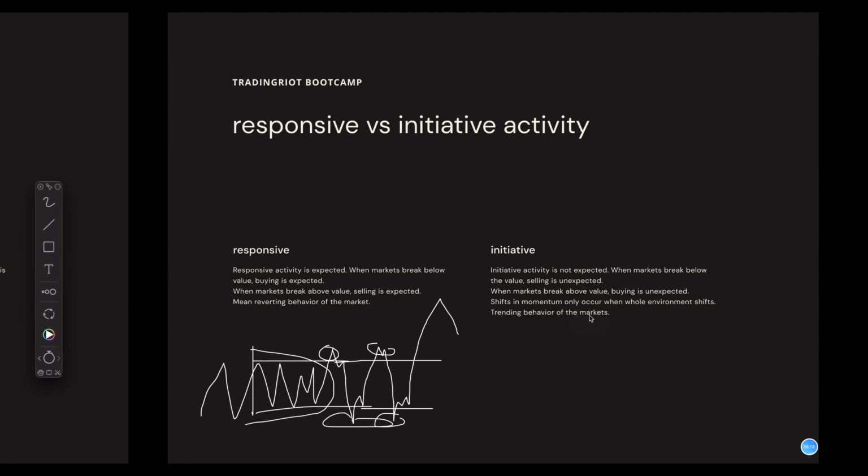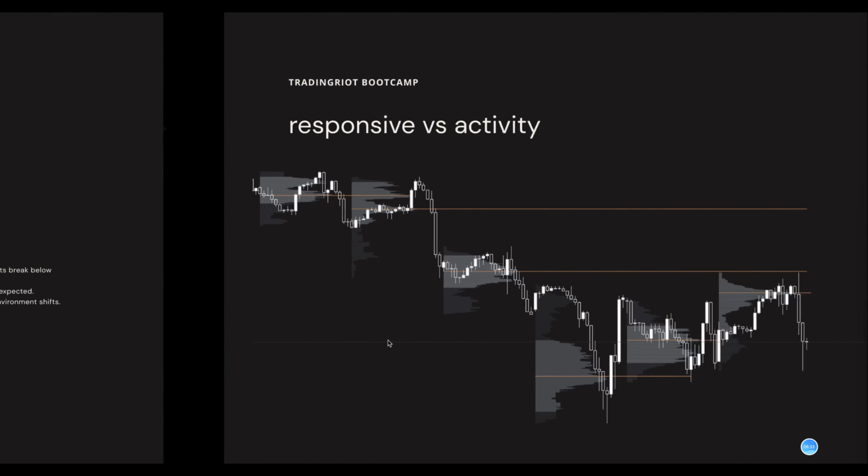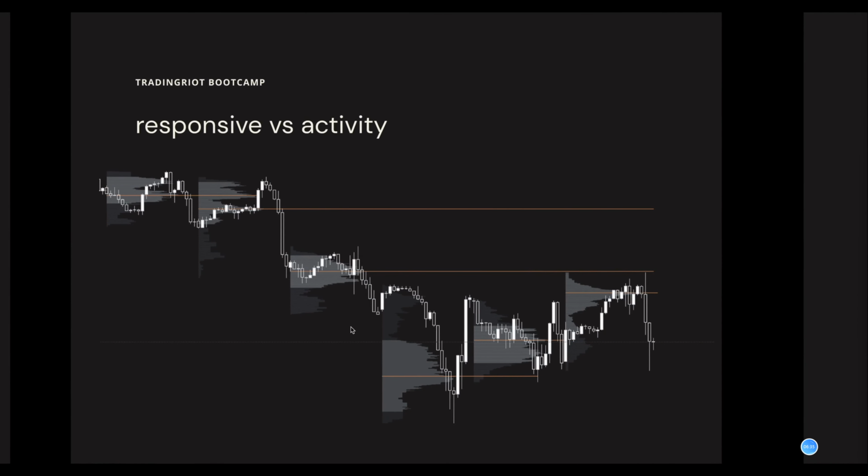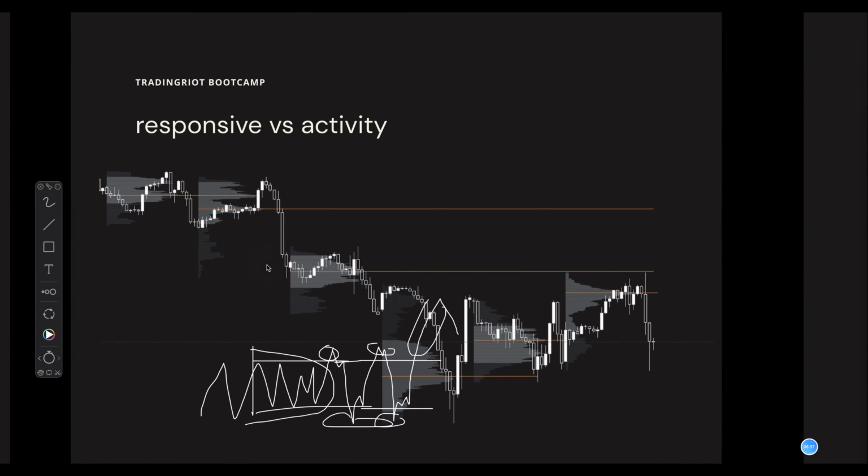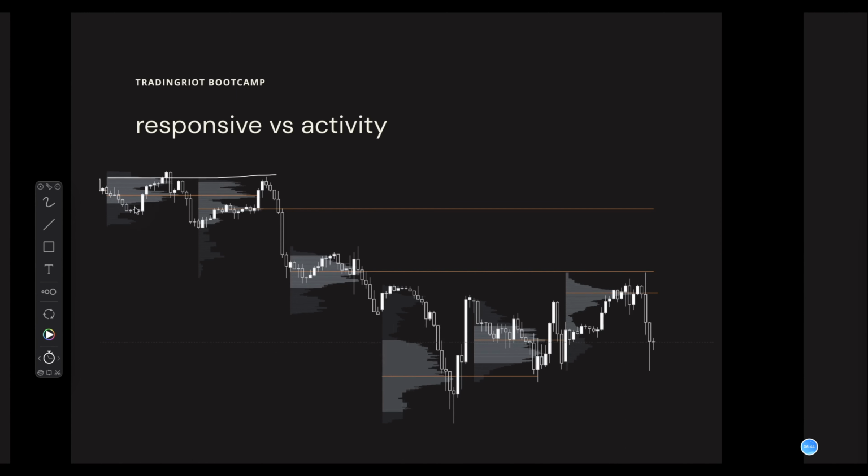Trending behavior of the markets. Markets are usually in range rather than in trend. Okay, so the initiative activity is the thing which is not expected when markets are trading in the range. We can see it here basically. This is the E-mini S&P, and you can see how this market is trading inside this kind of fair value. Every time it exceeds outside, it's going to revert back to the mean.